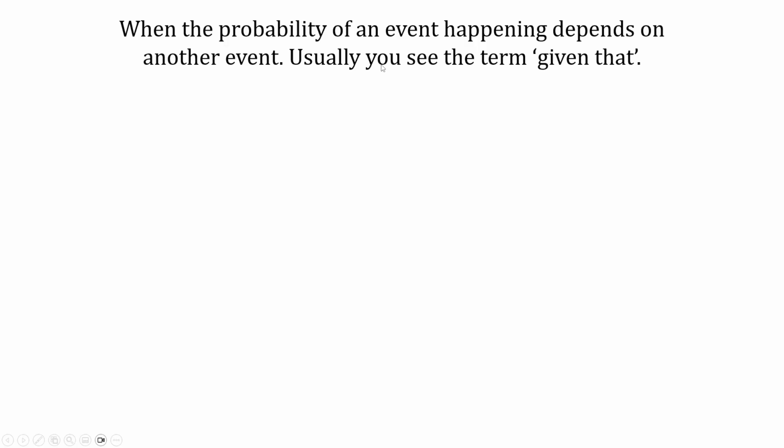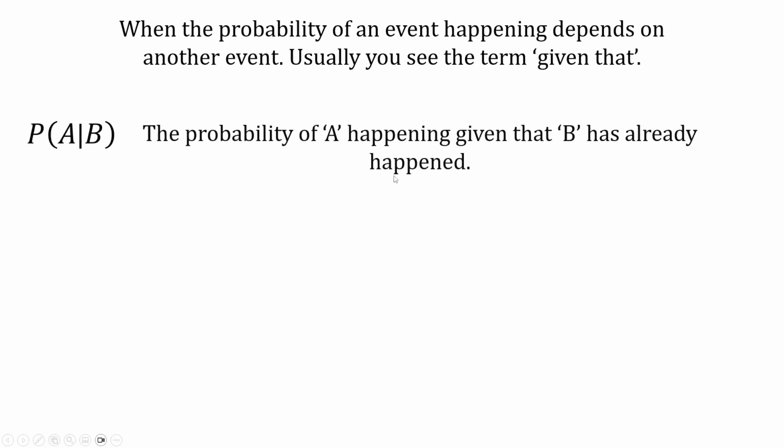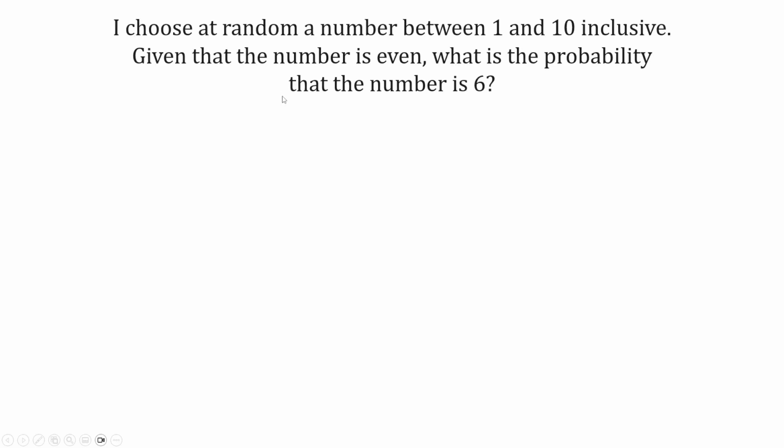It's basically when an event happening depends on another event, and usually you see the term "given that". It's written like this: the probability of A happening given that B has already happened. For example, what is the probability I wear an umbrella given that it is raining? You'd expect this to be larger than the probability of just me wearing an umbrella, because if it is raining, then there'll be a higher chance that I wear an umbrella. So those two probabilities affect each other.